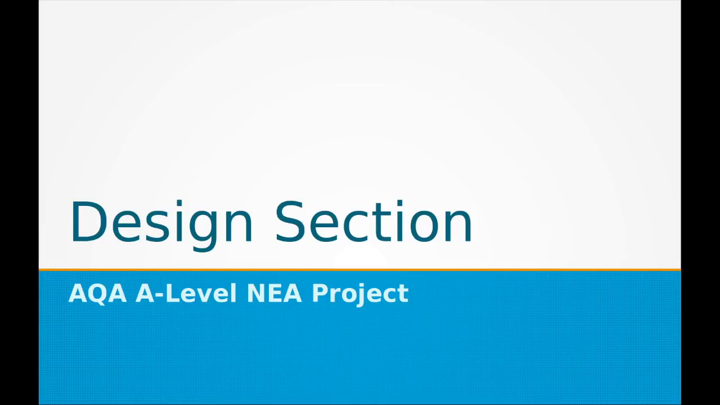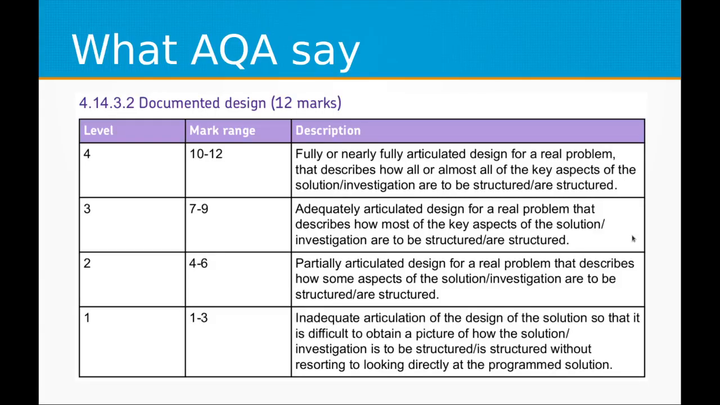Hello, so just going through the design section for the AQA A-level NEA project and what you need to make sure that you include and what you'll get the marks for. So it's out of 12 marks and what we're aiming for is the top band: fully or nearly fully articulated design for a real problem that describes how all or almost all of the key aspects of the solution or investigation are to be structured.